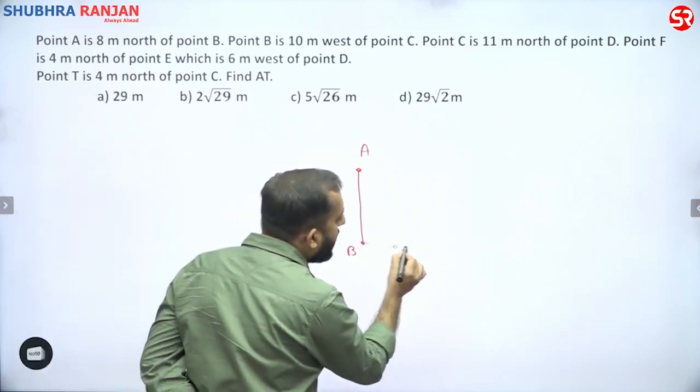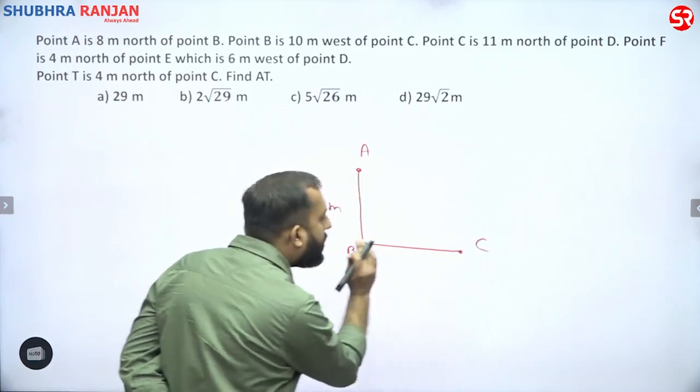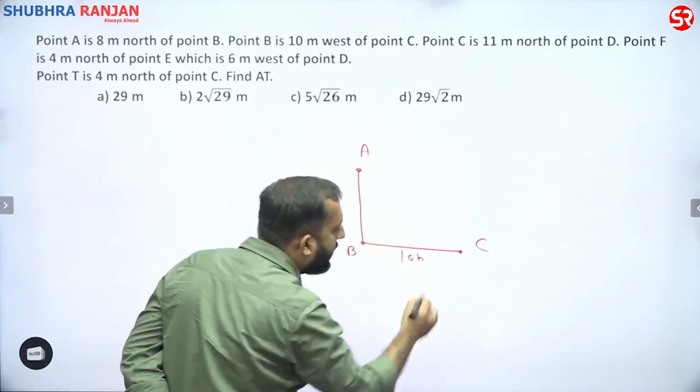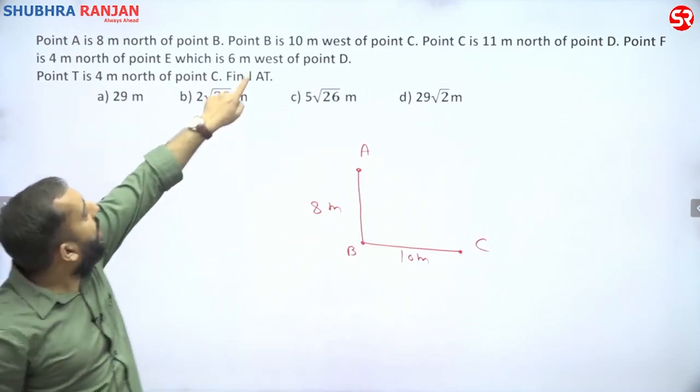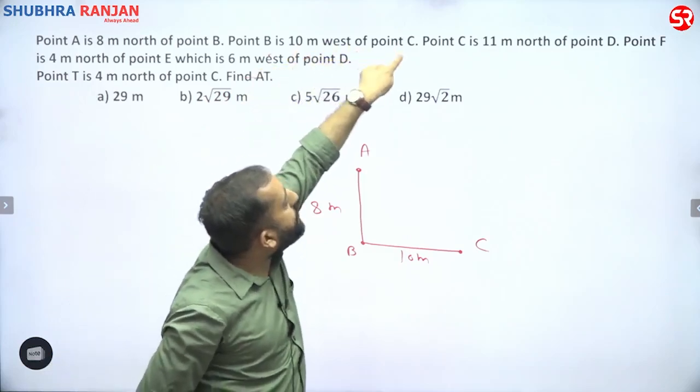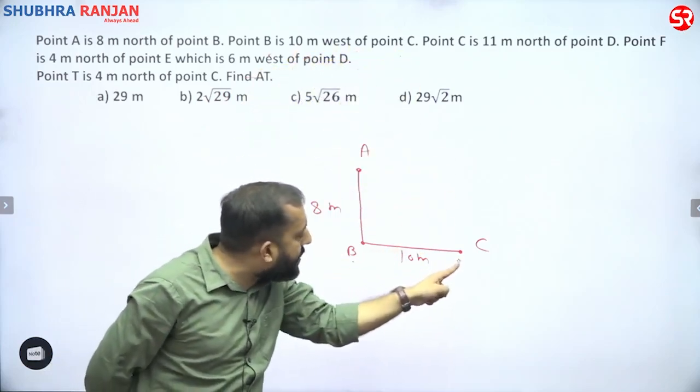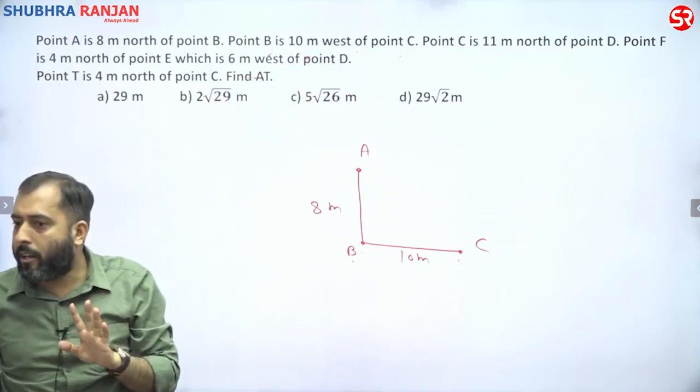So 10 meter west of C, so point C must be to the east of B, so this distance has to be 10. Point B is 10 meter west of C. Clear?